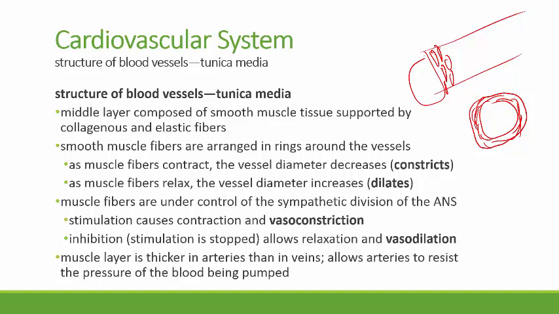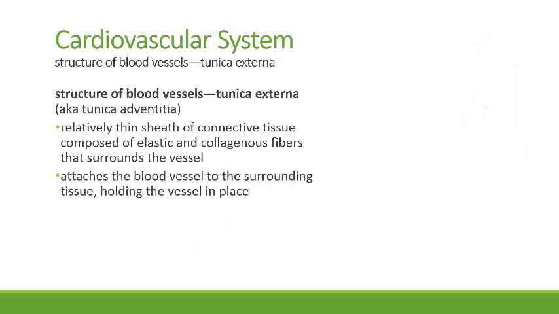So now we're going to go to the outermost layer, which is the tunica externa, also known, as I mentioned already, as the tunica adventitia. It's a relatively thin sheath of connective tissue that's composed of elastic and collagenous fibers, and they surround the blood vessel, and they give it a little bit of extra strength because of those collagenous fibers, and again, some more elasticity because of the elastic fibers. And the role of the tunica externa there is to attach the blood vessel to whatever surrounding tissues there are, to hold it in place in those tissues.